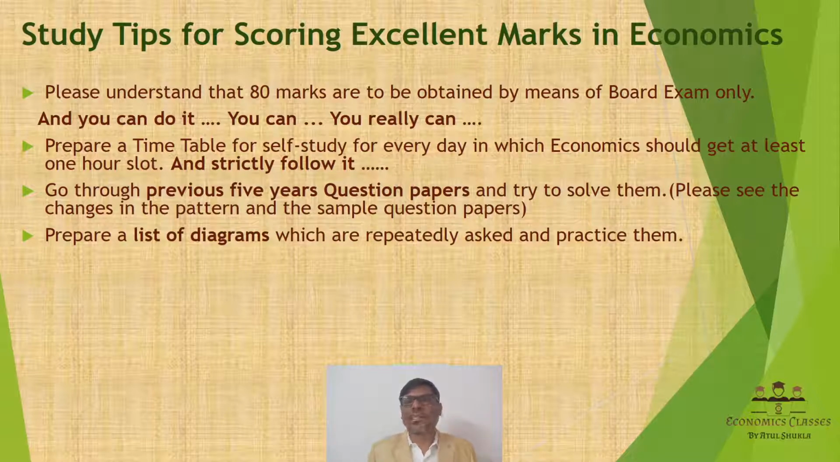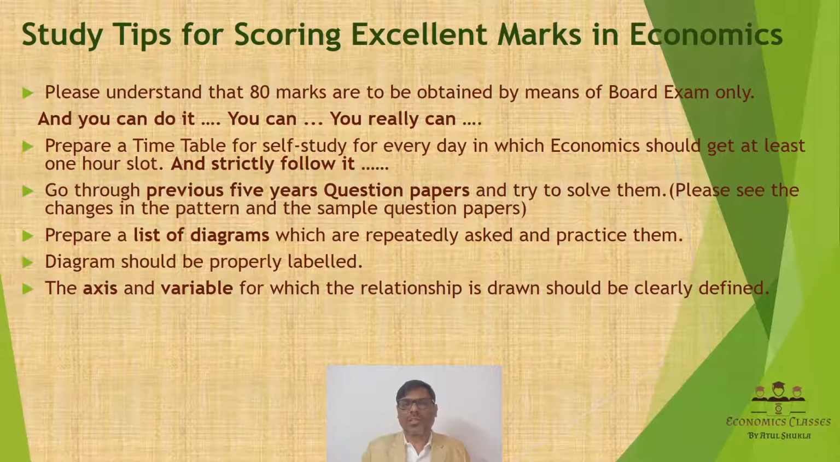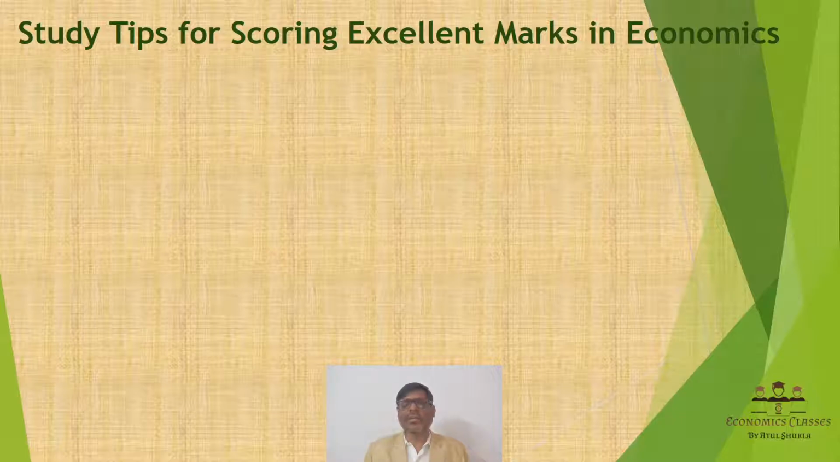Now prepare a list of diagrams. I already told you there are just 6 diagrams to be prepared: consumption function curve, saving function curve, AD-AS equilibrium approach, S&I equilibrium approach, excess demand and deficit demand. That's it. Then diagram should be properly labeled. I have already conveyed it to you. Axis and variable for which the relationship is drawn should be clearly defined.